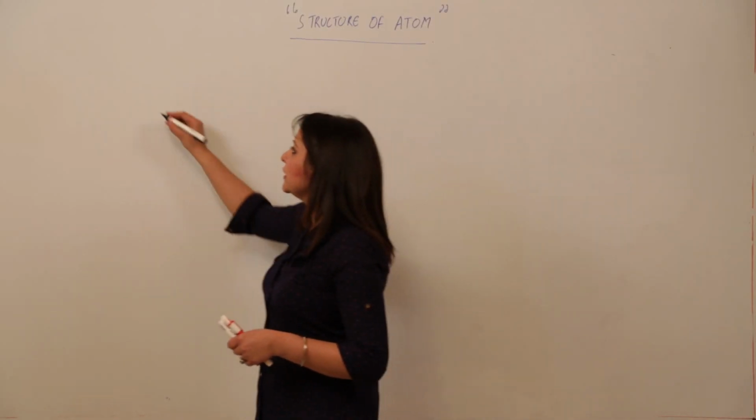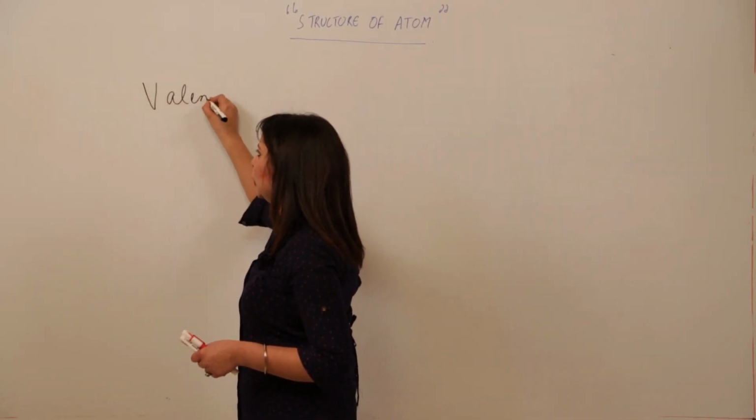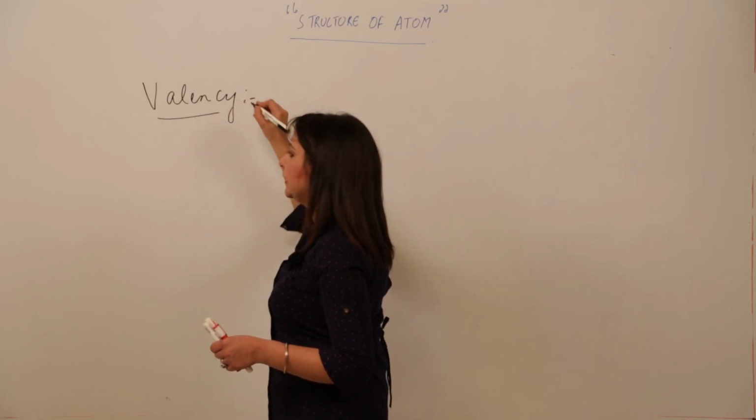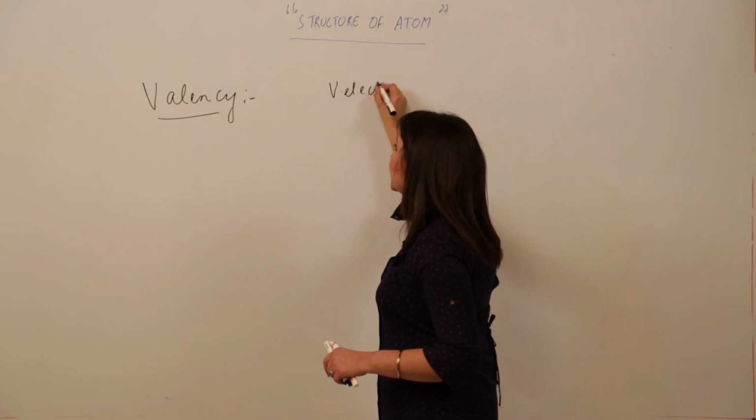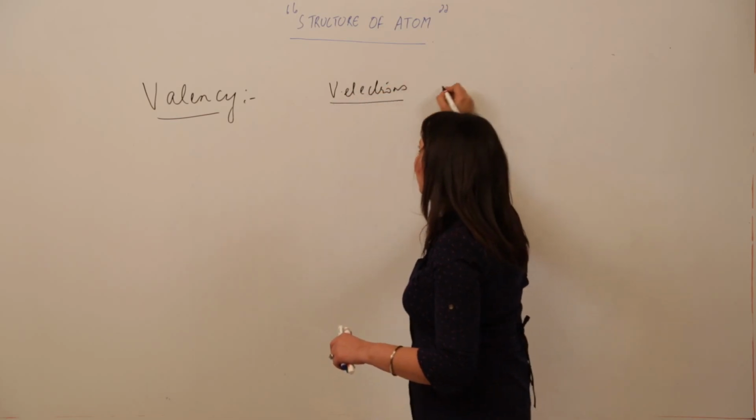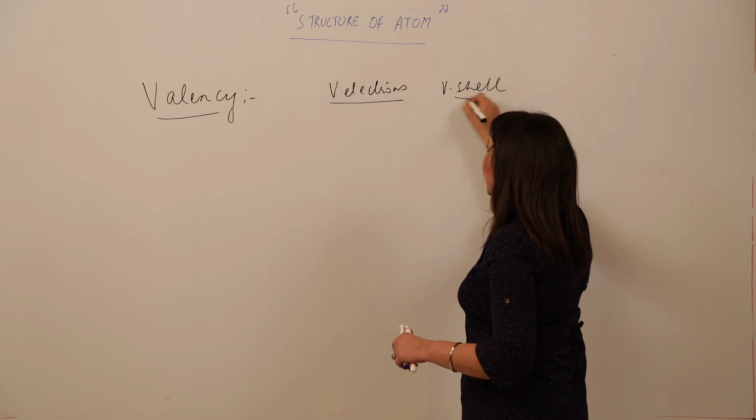Now we are going to start with the valency. Now what is the valency? First of all, you should know what the valence electrons are, because before we take this up, we should be familiar with valence electron and valence shell.